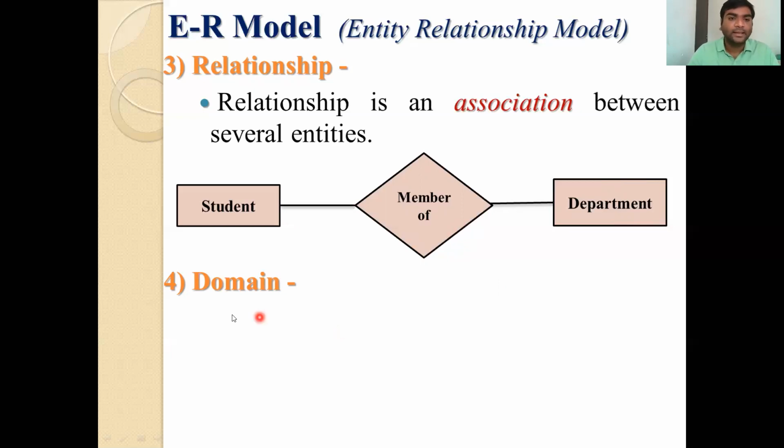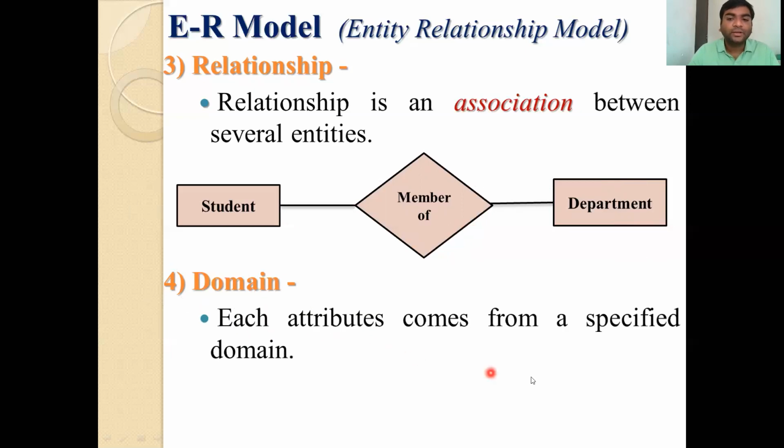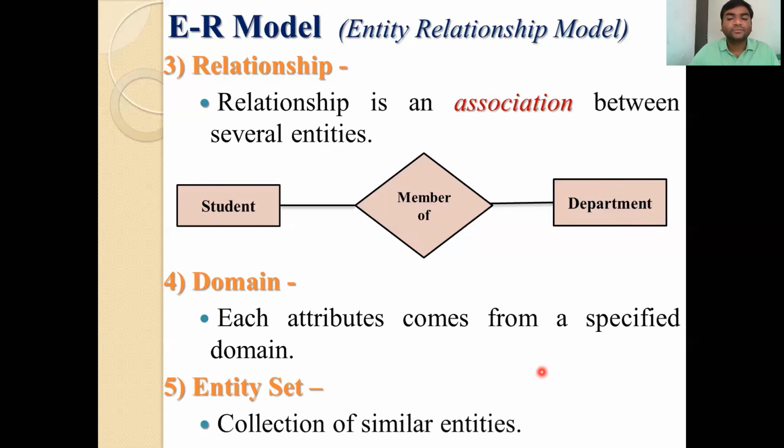Next is a domain. Each attribute comes from a specified domain. There are a lot of domains, but every attribute comes from a specified domain. So that is the domain. Next is the entity set, a collection of similar entities. There are a number of entities available, but if similar entities are there, then you can call them an entity set.